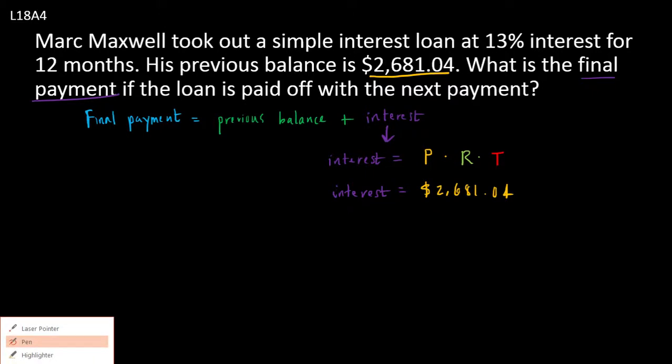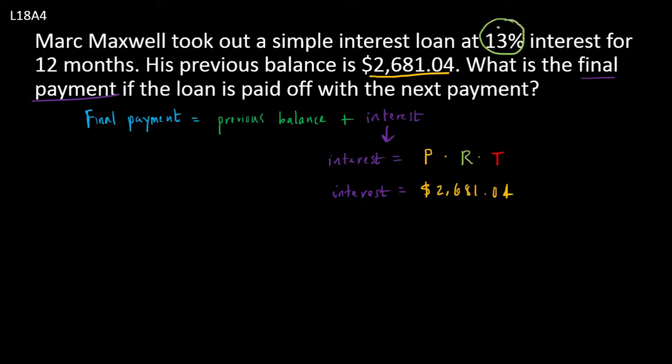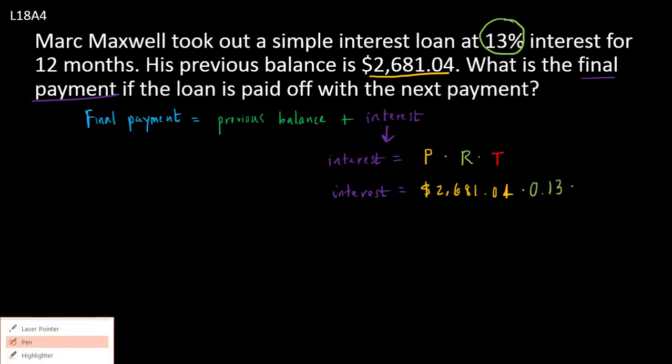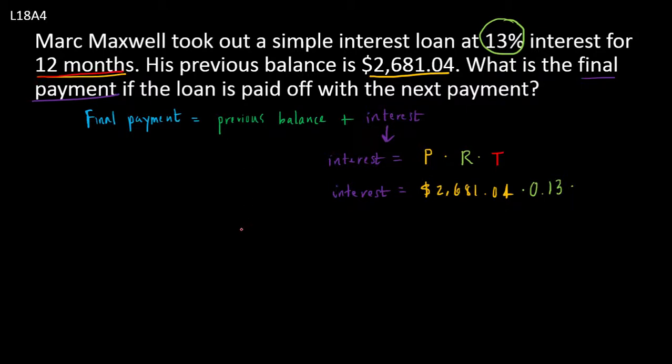What's our rate? Well, it's at 13% interest. So we convert to a decimal and we write 0.13. For time, let's see. The loan was taken out for 12 months and he's making monthly payments. They don't say that explicitly, but it's implied. So if he's making monthly payments, then our time is 1/12.